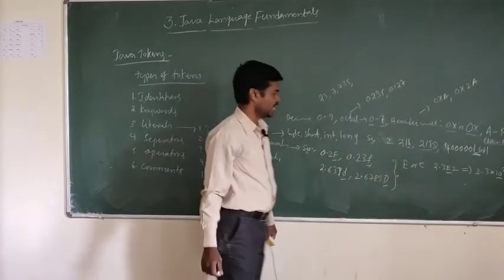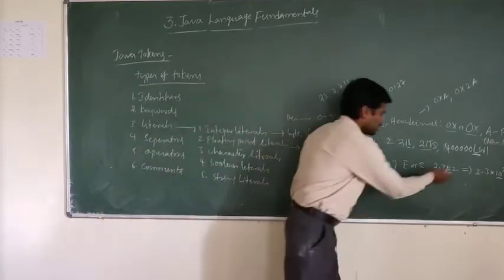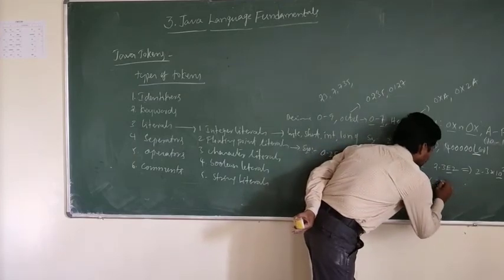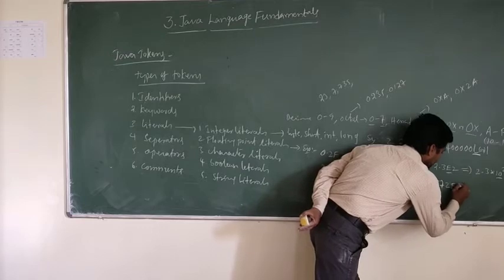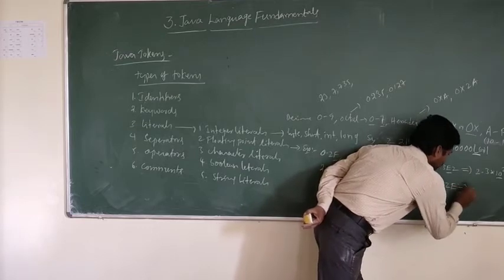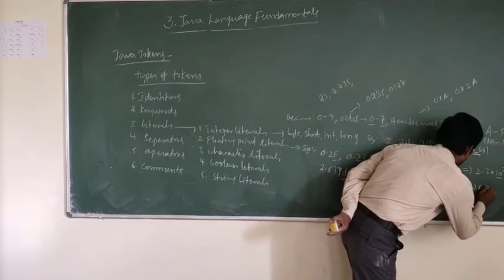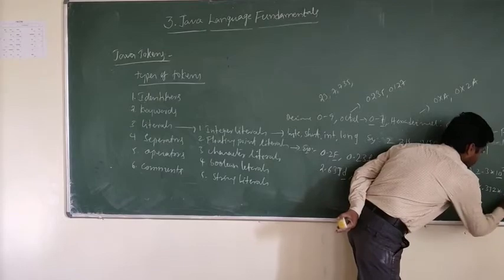So like that you can define exponential notation. Or for example, for double I can give 6.3737E-2. So this you can also write like this: 6.3737 into 10 to the power of minus 2.